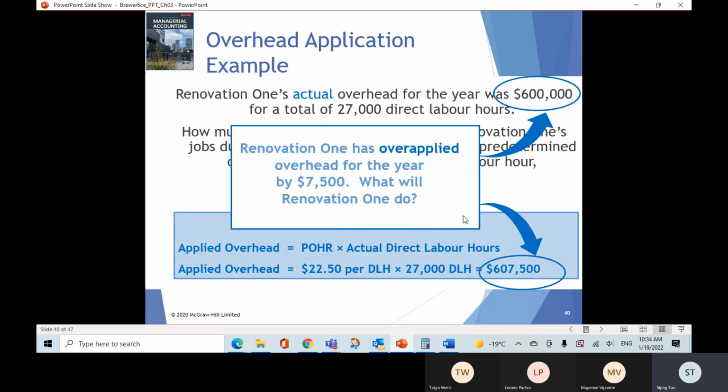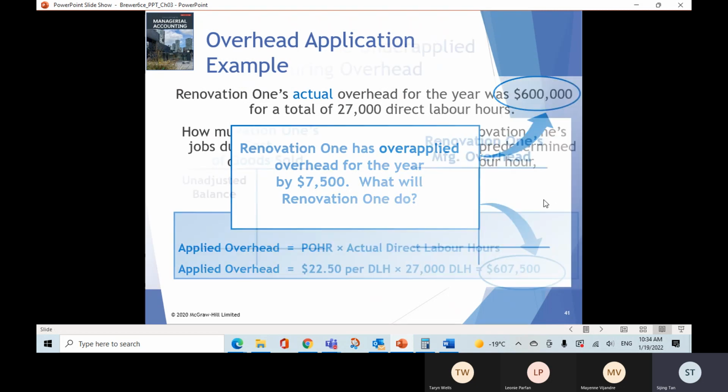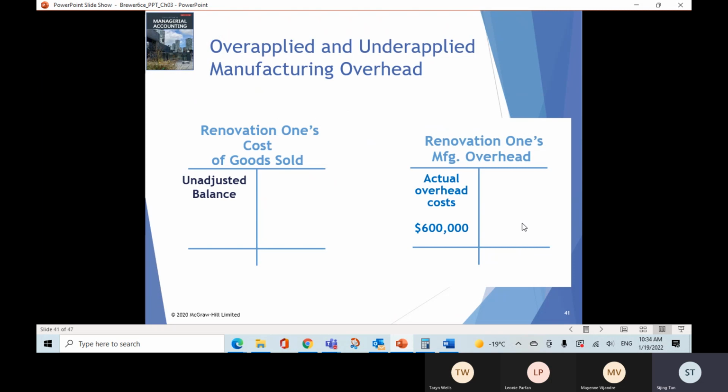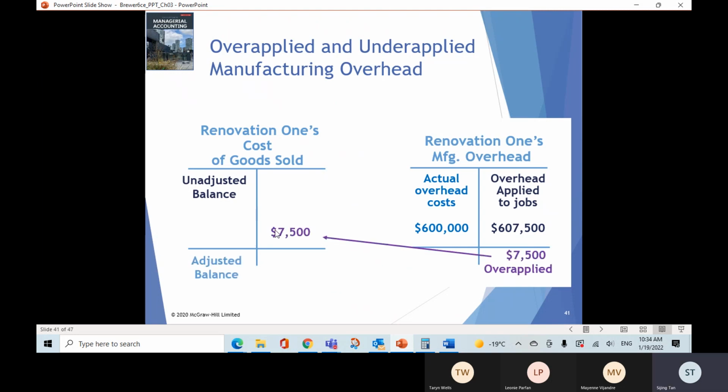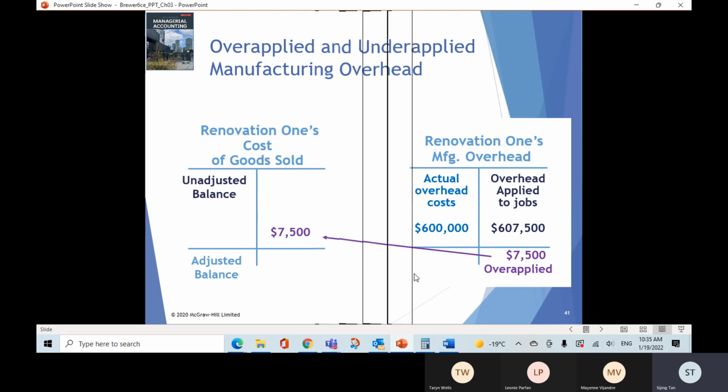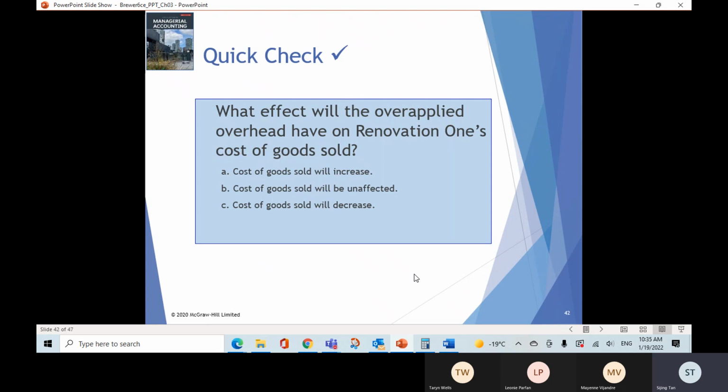But when you compare, the actual overhead cost is $600,000, so you have over-applied overhead for the year by $7,500. What will Renovation 1 do? We have to write off. When we do the write off, we use the clearing account. The $7,500 goes to cost of goods sold, so we credit $7,500. That is, you write off the total over-applied overhead.